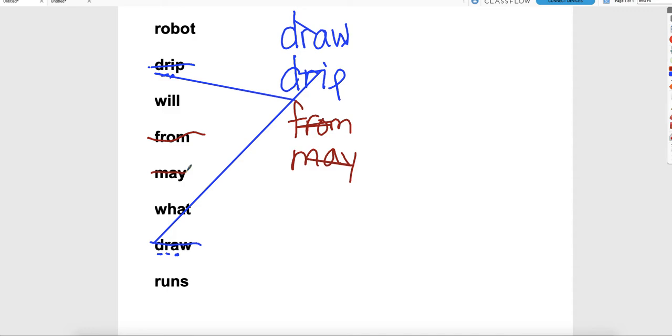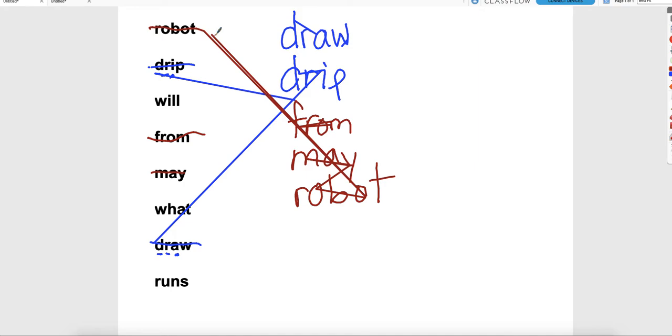Robot? Are you asking me robot or are you telling me robot? I'm telling you robot. You're telling me robot. That works. Robot would come next. After robot, Caden, what comes next? After robot, we have will, what, or runs. Will? Not quite. What comes after robot? Look at all of your words that are left. Will, what, or runs.